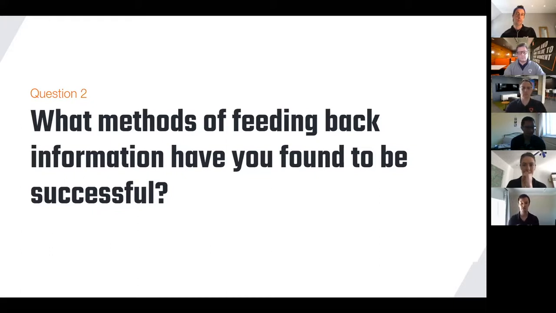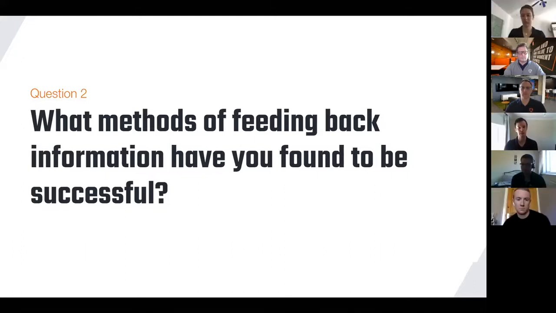And you can do it in the same way for backs, but maybe they want to just see the vision more rather than the stats and things like that. So you can interchange it really, but tailoring that feedback to those groups is definitely the best way to go.